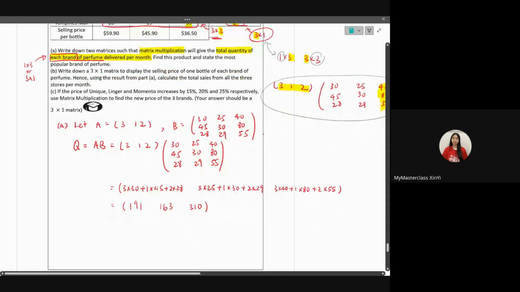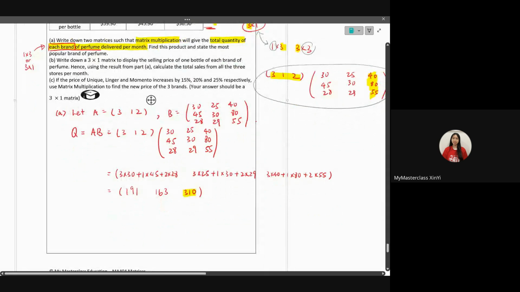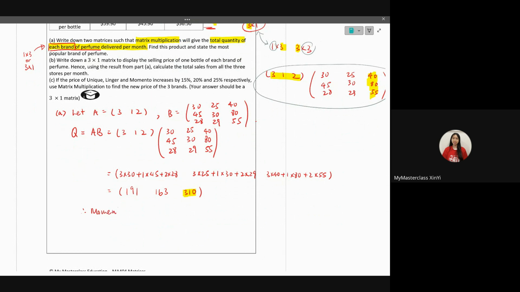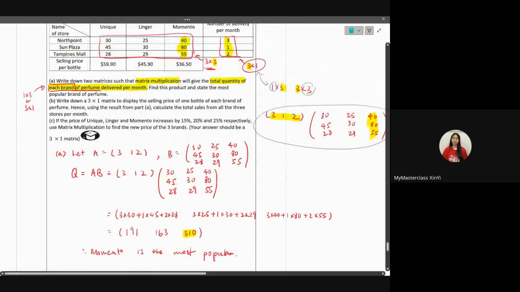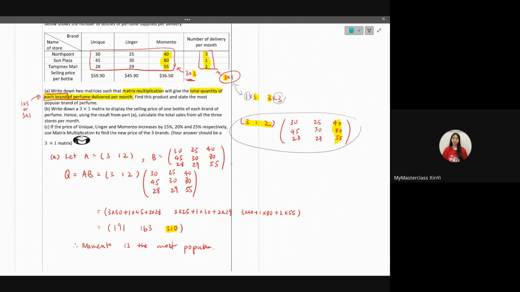Then find this product already, right? Then state the most popular brand of perfume, basically the one with the highest amount. So in this case, therefore, Momento is the most popular. So that is for part A. You notice it's not so straightforward as just plugging in the matrix as the table displays. Sometimes, instead of having this 3 by 1, you need to manipulate it such that you get a 1 by 3. So always check that what you're actually doing fits the context of the question.